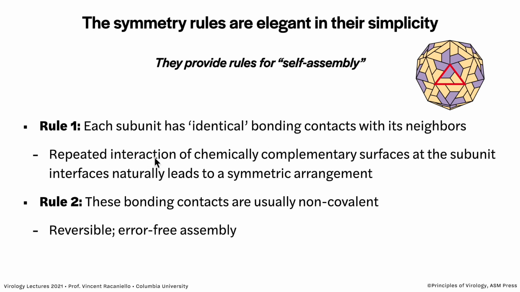And that's because you have repeated interactions of chemically complementary surfaces on the proteins, right? They interact with each other at their interfaces, and that gives you a symmetrical arrangement, which you could see in this diagram of icosahedral particle. You have a few subunits repeated over and over again. So that's rule 1, identical binding contacts. And rule 2, they're non-covalent interactions. So they're reversible. If you make a mistake assembling them, you can reverse it. And of course, you can take them apart when the virus gets into a cell to release the nucleic acid. So those are the symmetry rules.